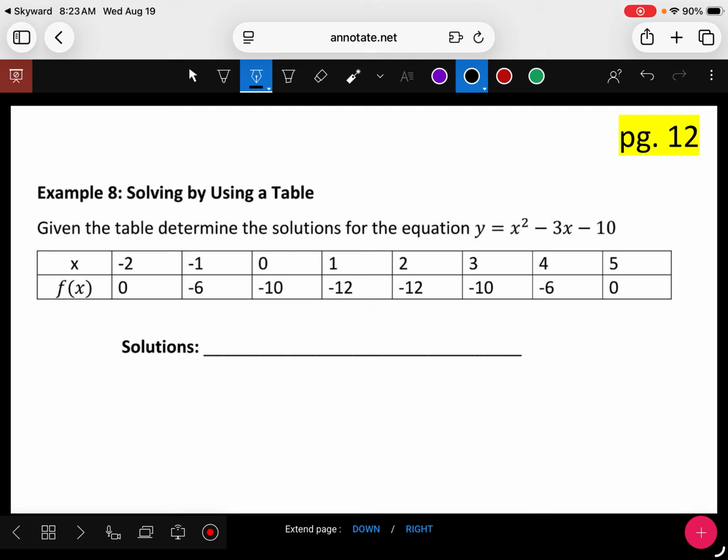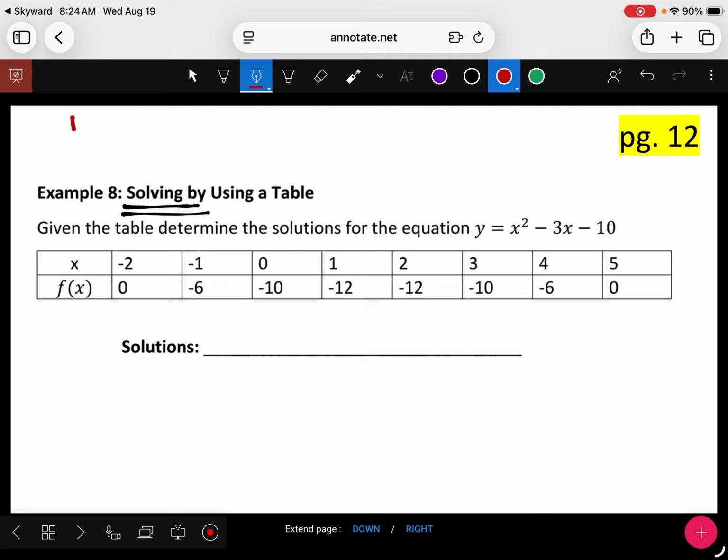Okay, so we talked about looking at tables yesterday. So when it's asking you to solve by using a table, there's 2 different things we're going to look for. Can you hold up your page real quick so I can see it? I just want to see what it looks like. All right, so you got a little bit of space above it. So right above at the very top of page 12, I want you to write the 2 things that we're going to look for to find our solution.